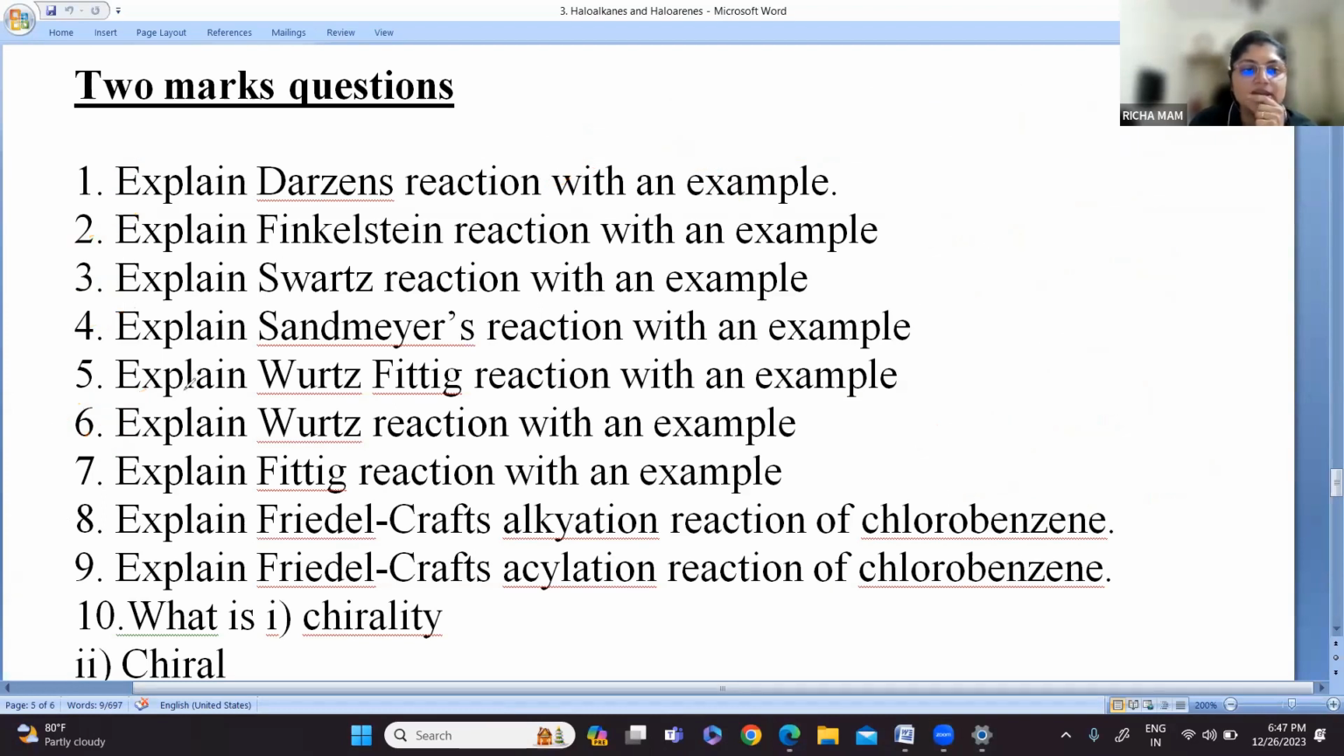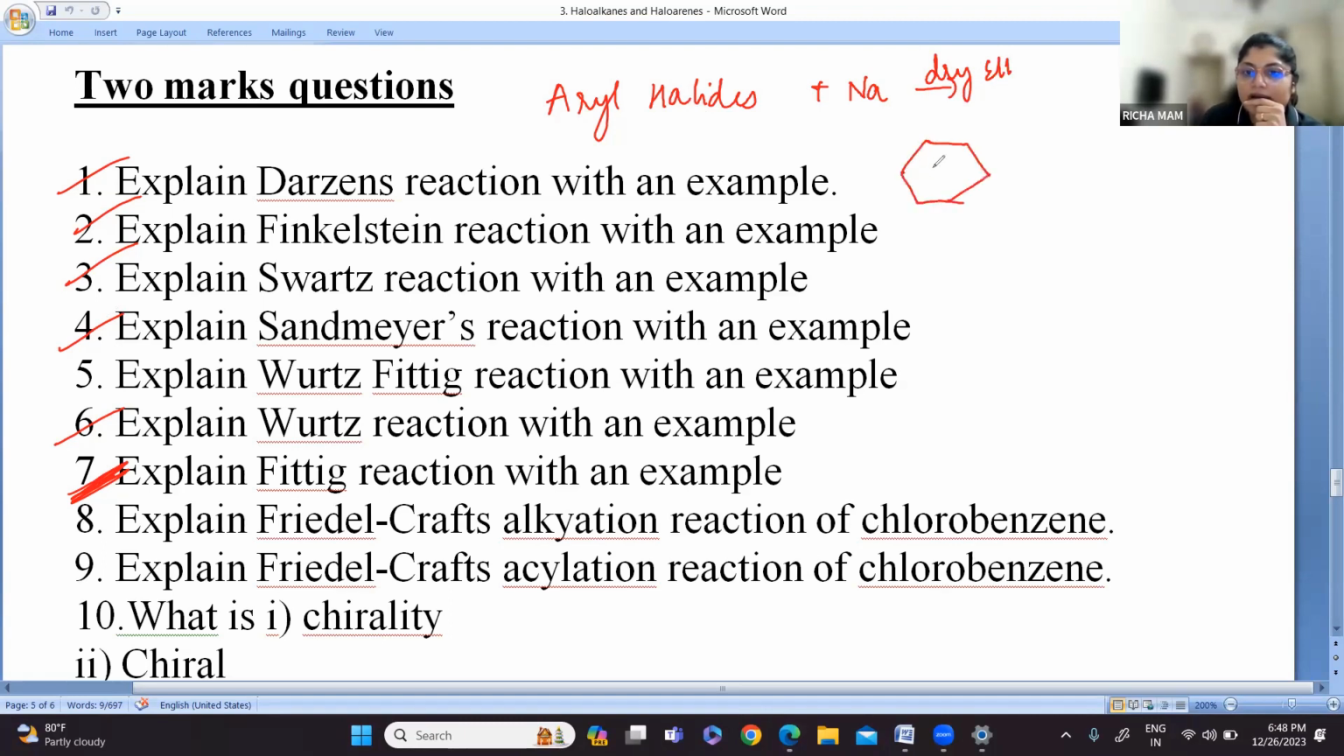Okay. Next question. Explain Fittig reaction. What is Fittig reaction? Aryl halides react with sodium metal in the presence of dry ether. I'll write the reaction. So I take an example of aryl halide. I'll write the general equation first.